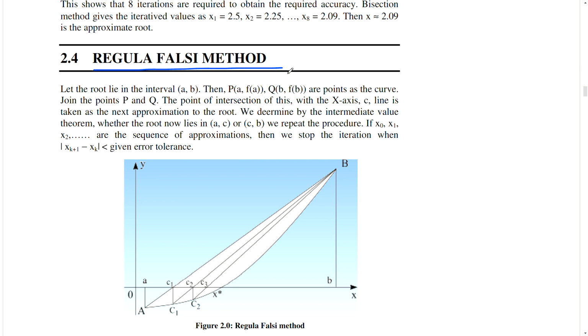Regula Falsi method. Let the root lie in the interval AB, then P(A, f(A)) and Q(B, f(B)) are points on the curve. Join the points P and Q. The point of intersection of this line with the x-axis, C, is taken as the next approximation to the root. We determine by the intermediate value theorem whether the root now lies in AC or CB. We repeat the procedure. If x0, x1, x2 are the sequence of approximations, then we stop the iteration when the modulus of x_(k plus 1) minus x_k is less than the given error tolerance.